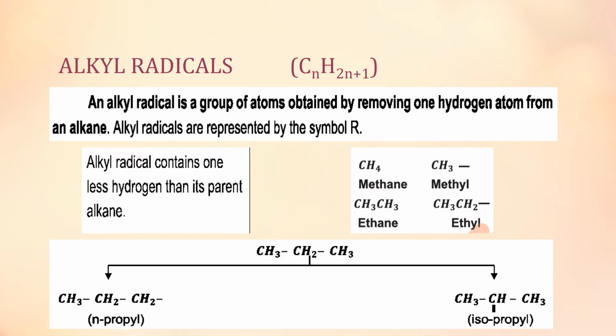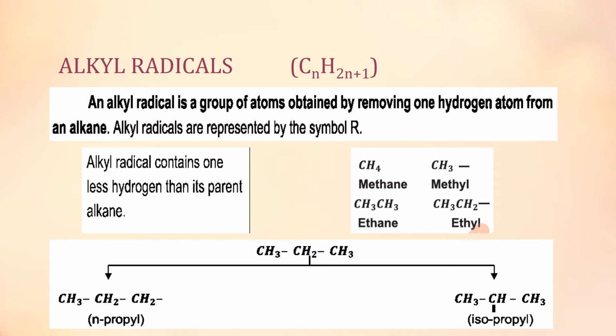Here you can see that methane's formula is CH4. So when one hydrogen atom is removed from this methane, we get the methyl radical. In the same way, when one hydrogen atom is removed from ethane, we get the ethyl radical. In the last, you can see the example of propane. Propane is an alkane.